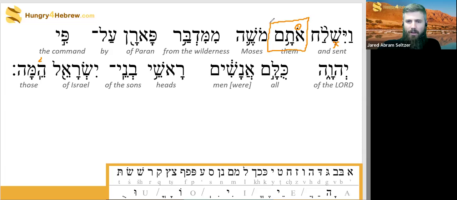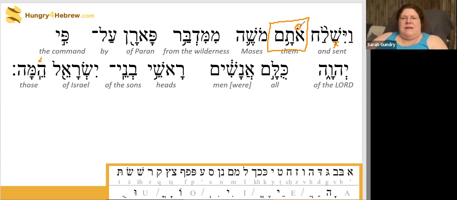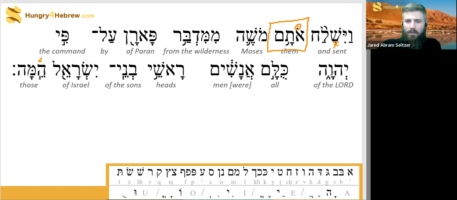Only this cholam right here, I think you missed. How do you pronounce this? Otam. Otam. I did also highlight this little guy down here. It's a silent shva, vayishlach, as opposed to vayishalach, because it's following a short vowel. I'll read it through one time, everyone can follow along. Vayishlach otam Moshe mimidbar Paran al pi Adonai kulam anashim rashi b'nei Yisrael hemma.